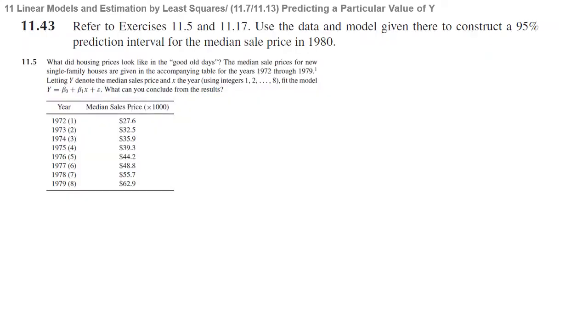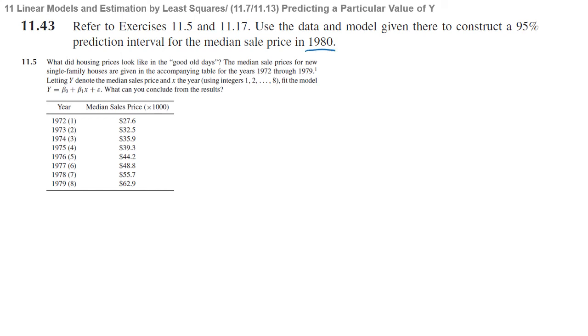Okay, let's move on to exercise 11.43. Refer to exercise 11.5 and 11.17. Use the data and model given there to construct a 95% prediction interval for the median sale price in 1980.